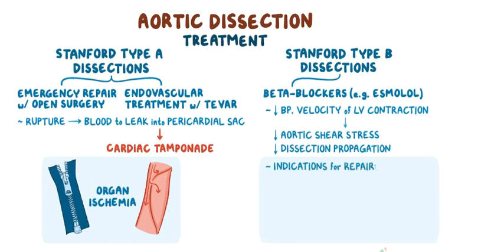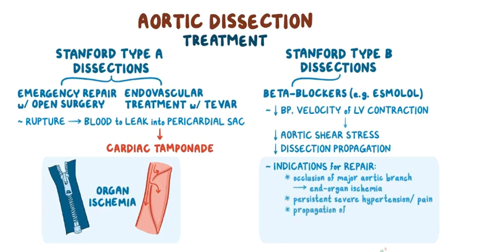Indications for repair for Type B dissection include occlusion of a major aortic branch leading to end organ ischemia, persistent severe hypertension or pain, propagation of the dissection, expansion of an associated aneurysm, and aortic rupture.